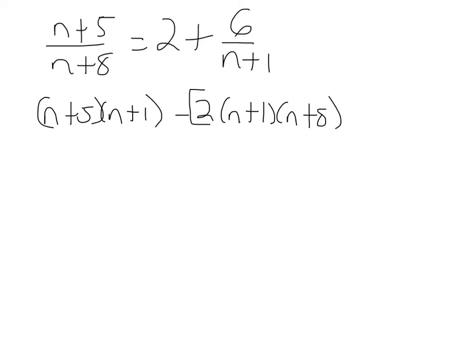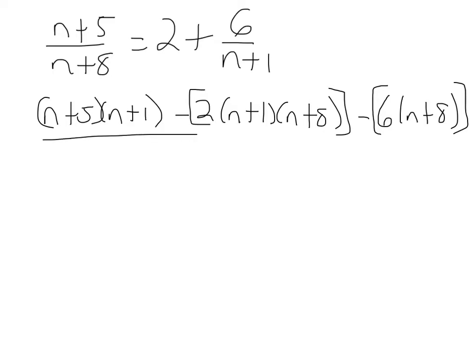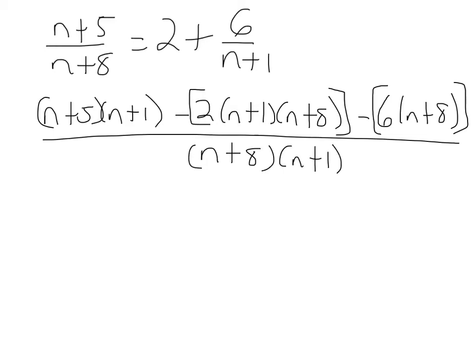Put this in brackets because we'll do the multiplication before distributing the negative. And this 6 needs an n plus 8. And it's going to be negative 6, so of course n plus 8. And all of that is over n plus 8 and n plus 1. And then we just need to work it all out.